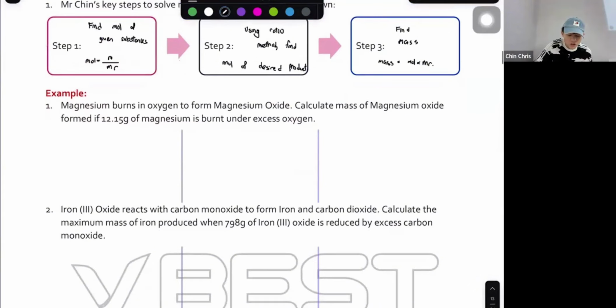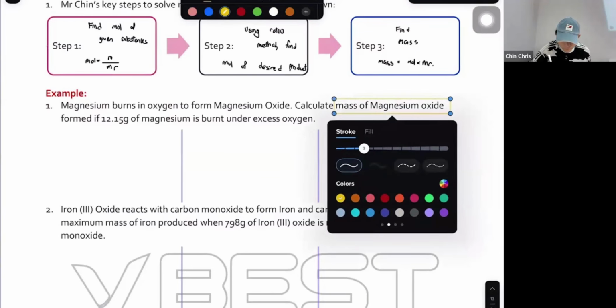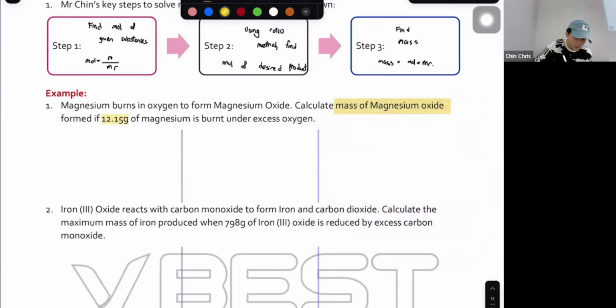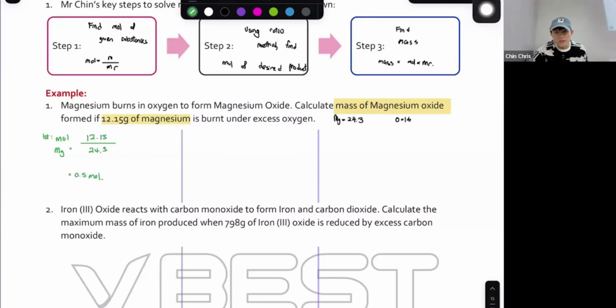Magnesium burns in oxygen to form magnesium oxide. Calculate the mass of magnesium oxide, if 12.015 gram of magnesium is burned under excess oxygen. So, guys, my MR for magnesium is 24.3. Oxygen, 16. Can you get that for me? What's the mole of magnesium? I'm getting 0.5 mole. Is that right?